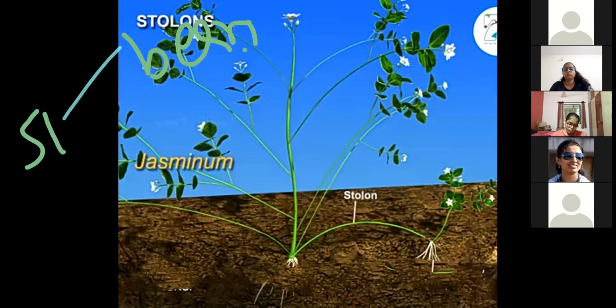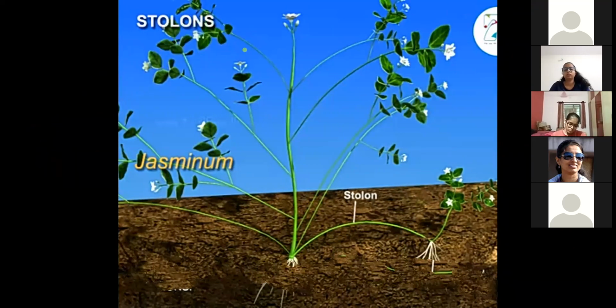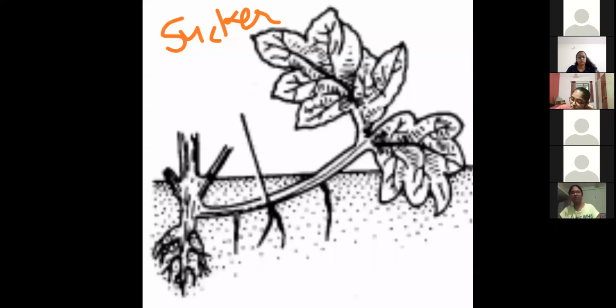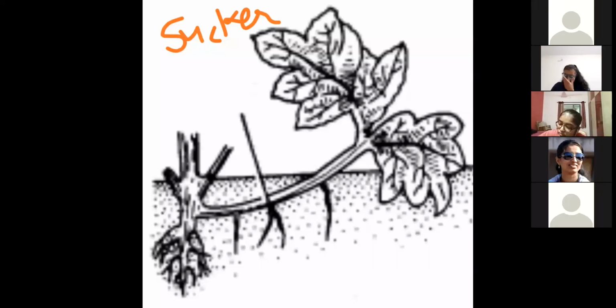Next type of modification for vegetative propagation that we call sucker. Okay? That we call the sucker. Sucker, you know sucker. This word came in Platyhelminths, it came in cyclostomes, which helps them to suck something from the host, right? So here same thing.